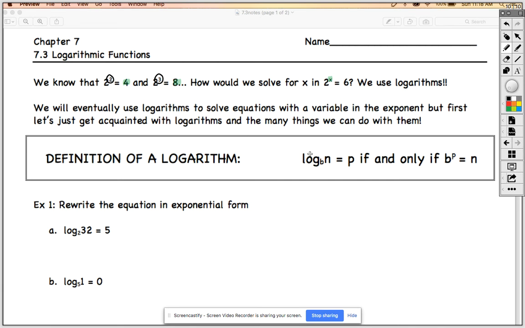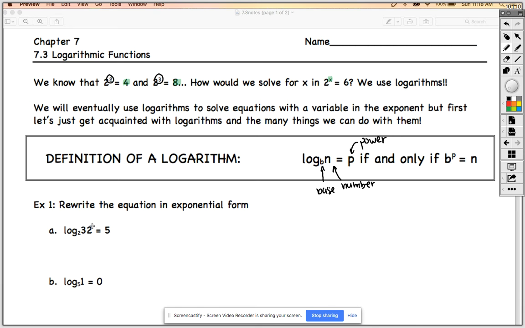So you have the word log, which just stands for logarithm. Then you have a subscript, and that number is your base. I've labeled it with a B, just like it did in the video. And then N represents a number, and it equals P, which represents power. So B is base, N is a number, P is a power. This relationship is true if and only if the base raised to the power equals the number. So this base to this power would have to equal the number right here for this logarithm to be true.